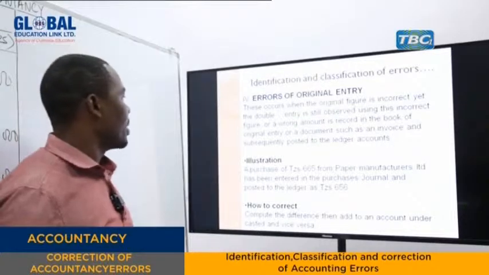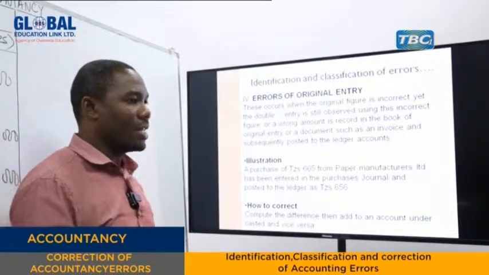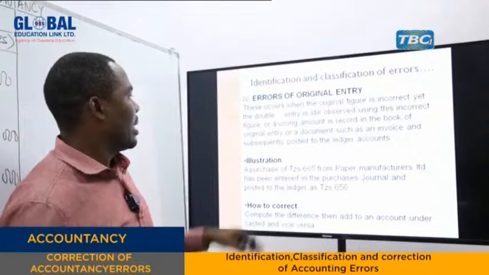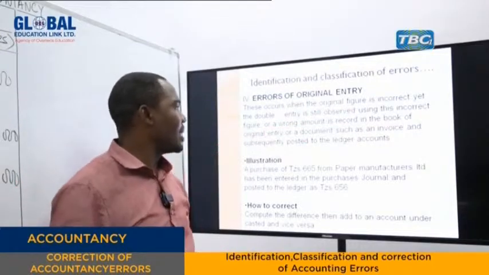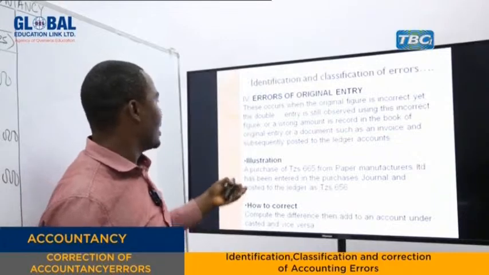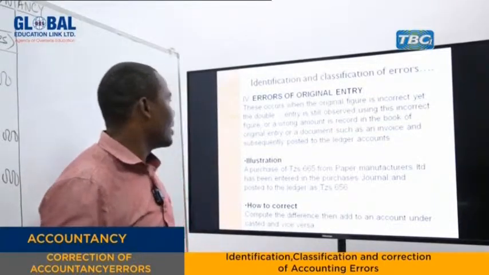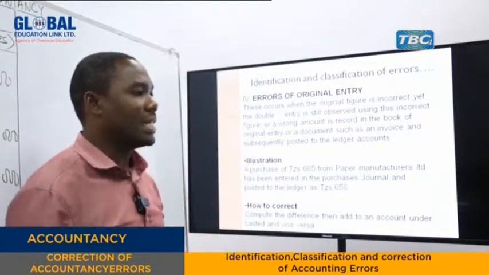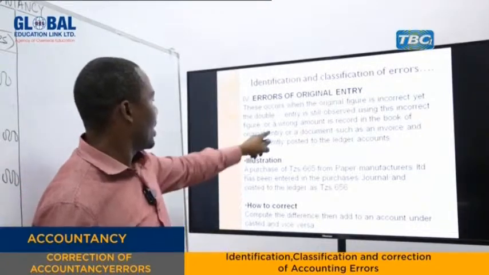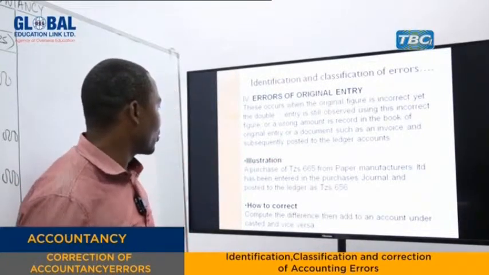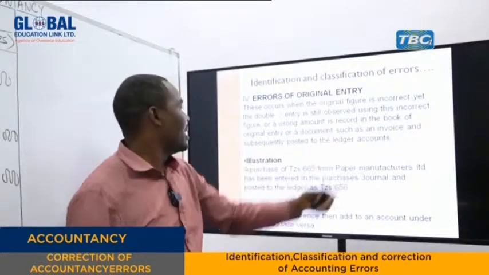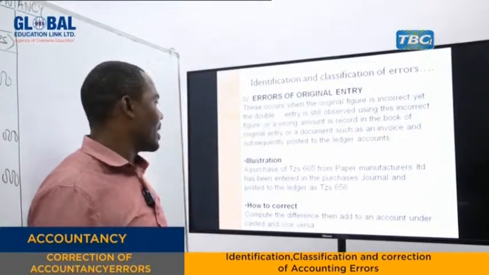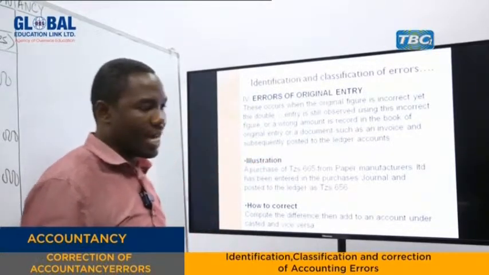That is errors of original entry. How do errors of original entry happen? Normally, an error of original entry is when the original figure is incorrectly entered, and yet the double entry is still observed using this incorrect figure. You enter the wrong amount in both accounts. So this wrong amount is recorded in the books of original entry, or it may be a document such as an invoice that was wrongly extracted and subsequently posted to the ledger accounts.